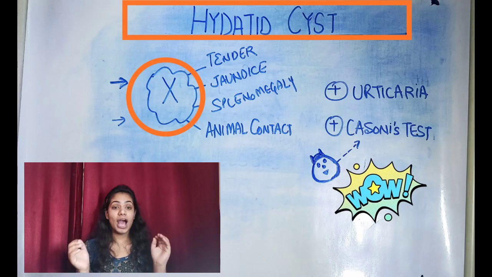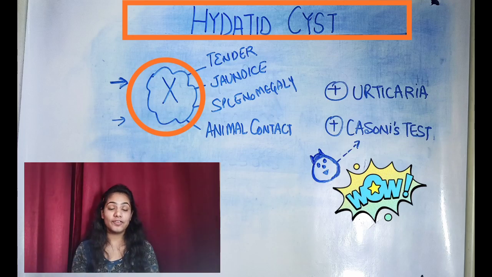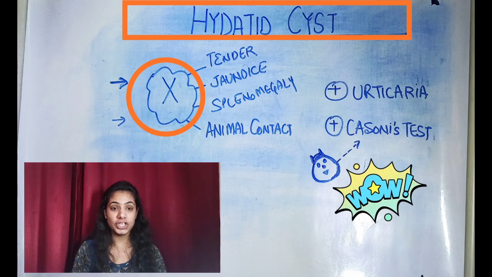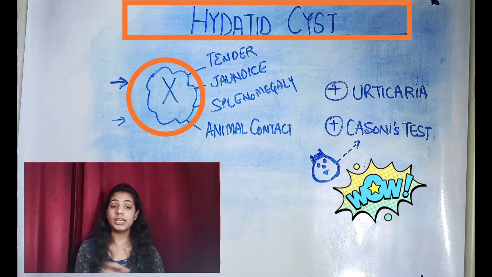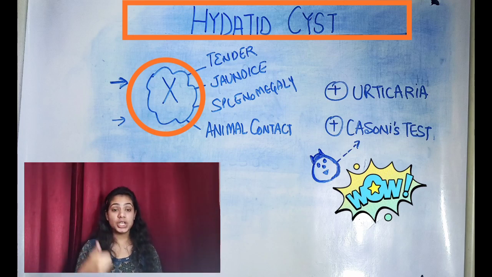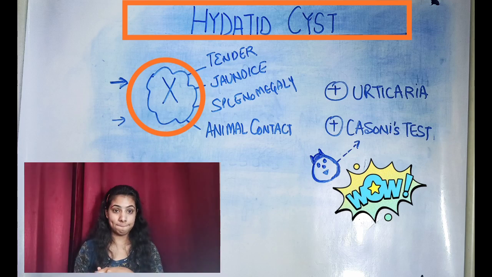Now let's move on to hydatid cyst. What is this disease? How can we differentiate it and what are its peculiar features? From the name it sounds very big, but it is very simple to diagnose. First of all, this is the only disease in which the patient will not feel any liver tenderness, no splenomegaly, no jaundice, no pain.